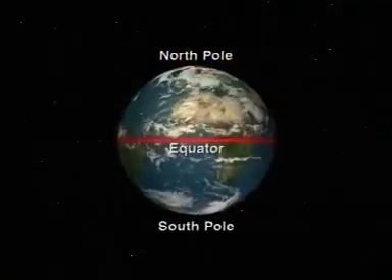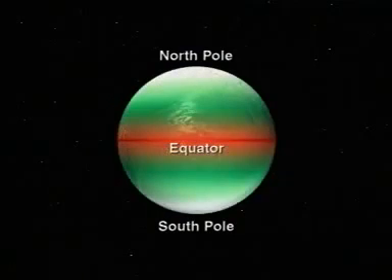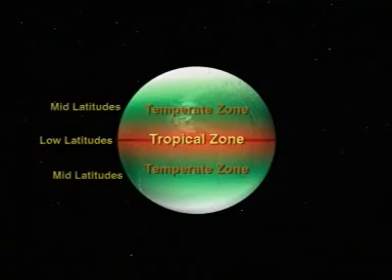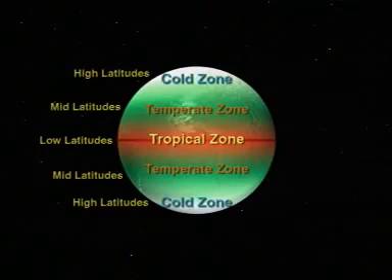This all means that areas close to the equator are hot, and areas close to the 2 poles are cool. Generally speaking, areas in the low latitudes are in what we call the tropical zone, areas in the mid-latitudes are in the temperate zones, and areas in the high latitudes are in the cold zones.